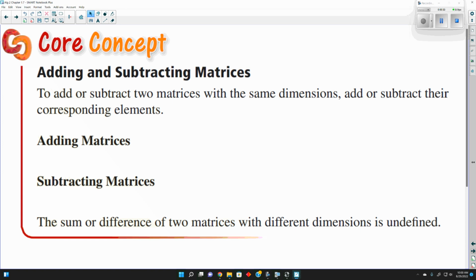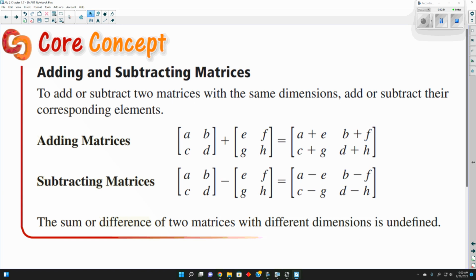All right, guys, so what we're talking about today is we're dealing more with matrices. Now, the first thing we're going to look at with matrices is adding and subtracting two or more matrices. To add or subtract two matrices with the same dimensions, add or subtract their corresponding elements.